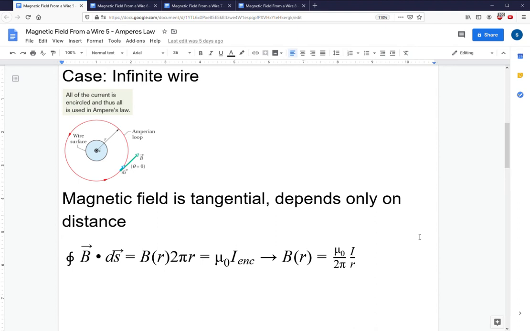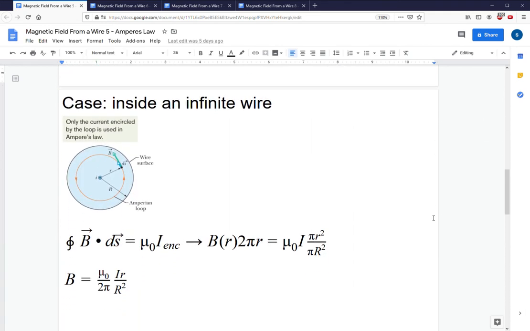Using Ampere's law will also let us look at situations that would have been a bit more difficult to solve with the Biot-Savart law. For example, what if we wanted to find the magnetic field inside a wire? Now this is analogous to trying to find the electric field inside a ball of charge.